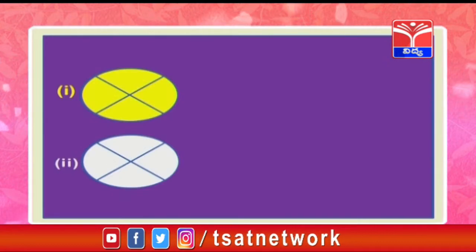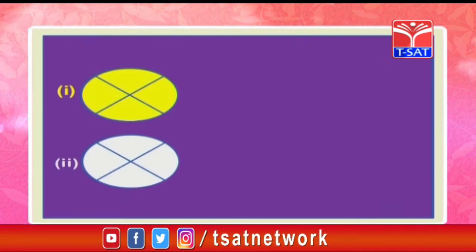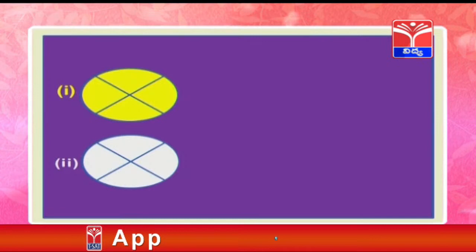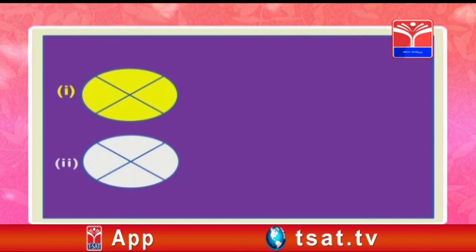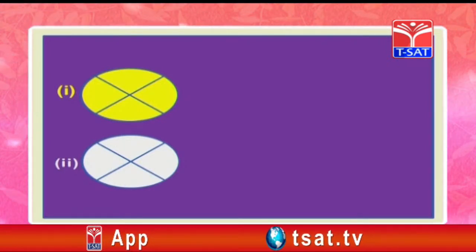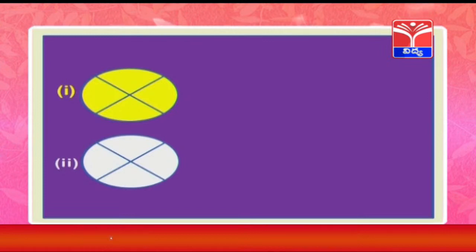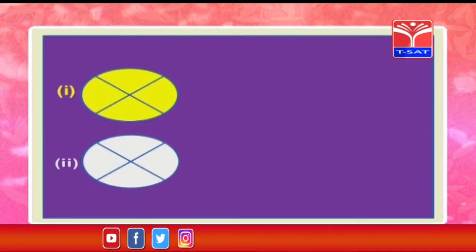Now, observe these two figures, children. They are same in shape and they are same in size. So, of course, we will say that they are congruent. Now, we can even say that they are similar. Yes, as they have same shape, we can say that they are similar.